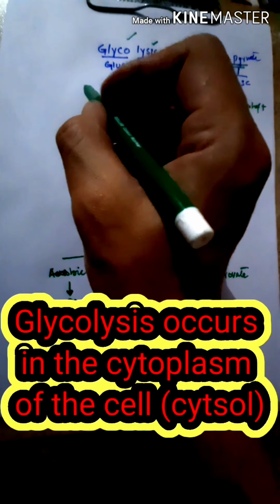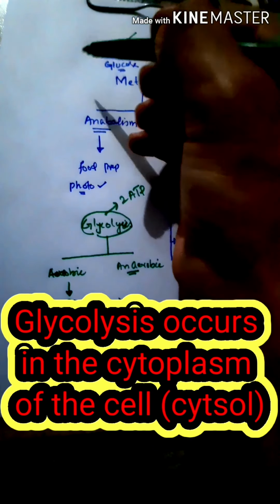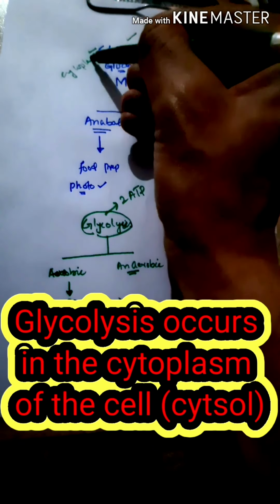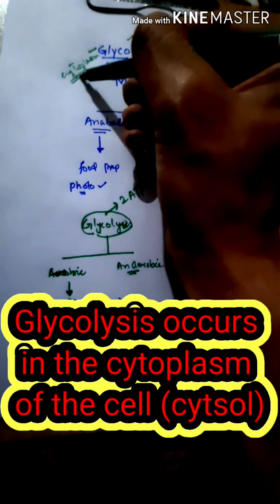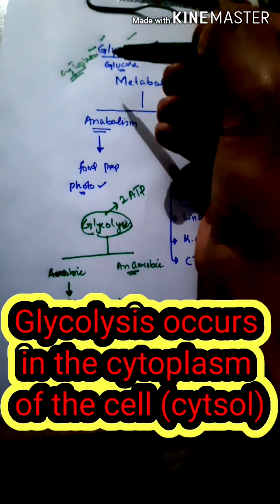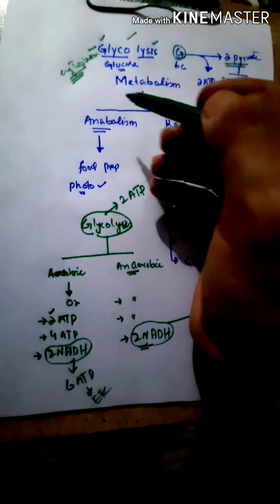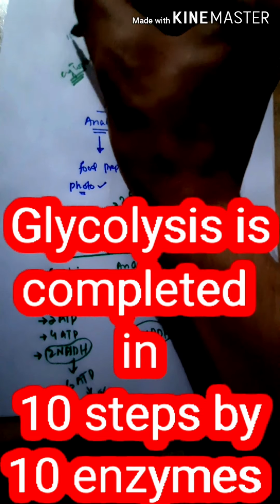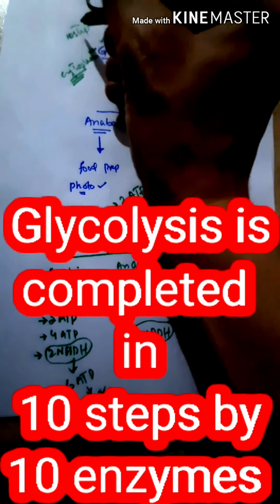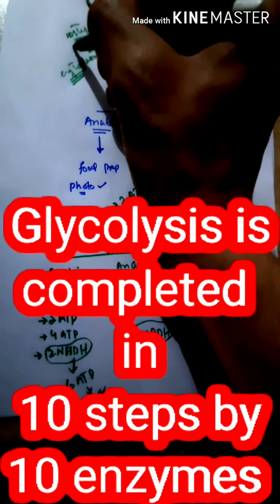So the question is, where does glycolysis occur? Glycolysis occurs in the cytoplasm of the cell. It occurs in all cells. It does not need any mitochondria, so it is common to all living organisms in all cells. Glycolysis is completed in 10 steps, in which a total of 10 enzymes work.